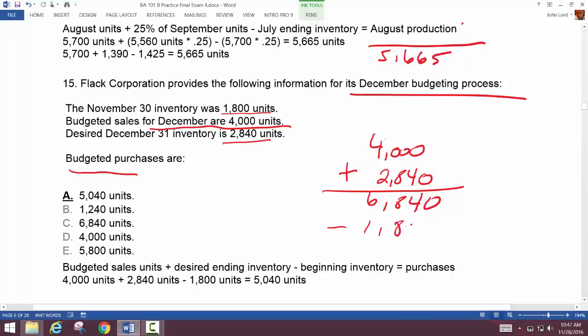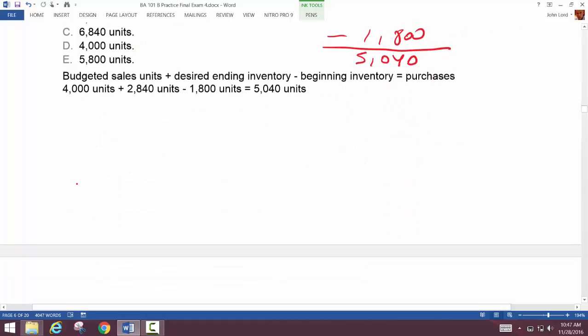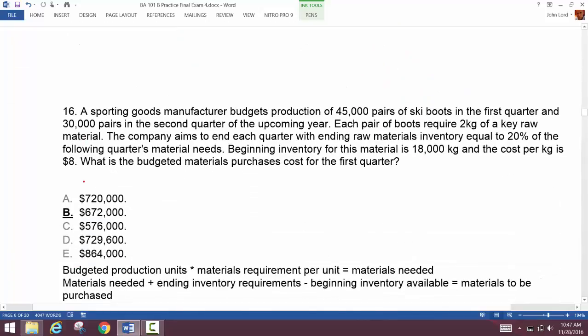1,800. So after I just said that if it looks too easy, there's probably something wrong, this one is okay though, right? Even though they gave me everything here. Okay, good. Let's take a look at this one.